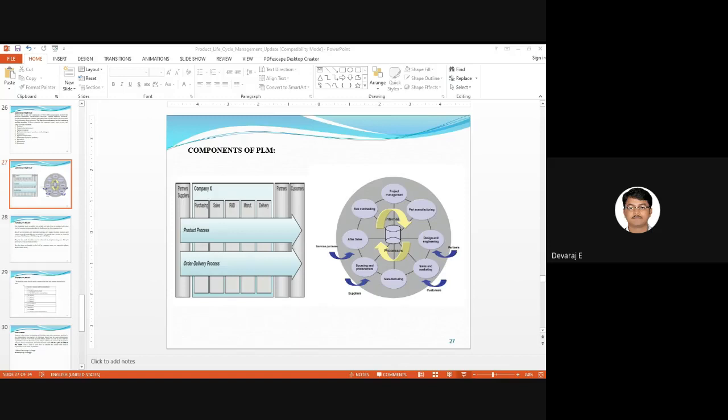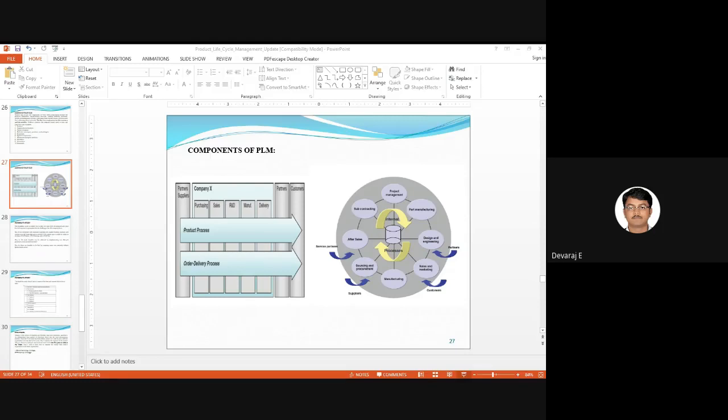First figure indicates whatever Sachin told. Okay, to complete the product, what are the processes you need? One is you should purchase the raw materials. Then you should have R&D, research and development. Then you should go for manufacturing. Okay, then sales, delivering, then sales. Okay, so these are called partner suppliers.